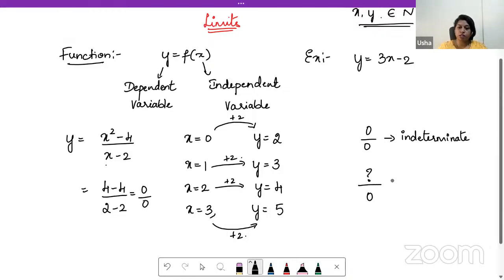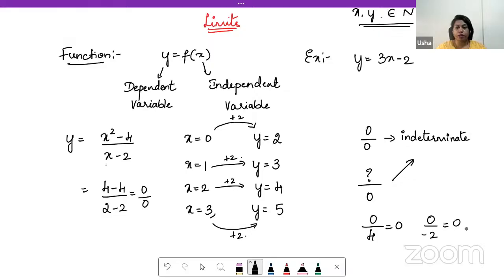If the denominator is 0, it is still called an indeterminate form. You can have 0 divided by a numerical value. 0 by 4 is 0. 0 by minus 2 is 0. If the numerator is 0 and the denominator is a non-zero number, it is a valid mathematical operation, and you will get 0 as the answer.